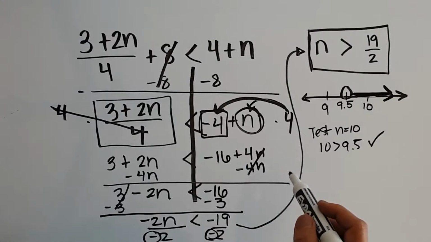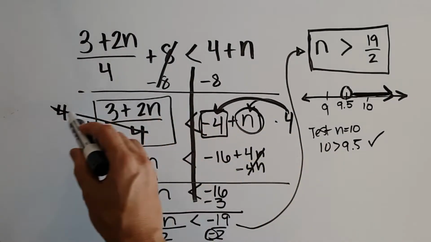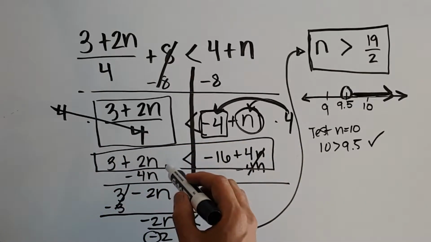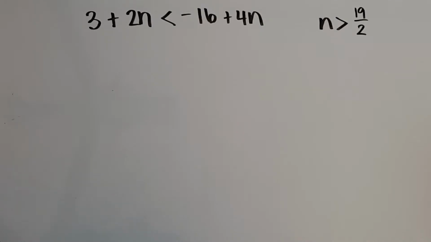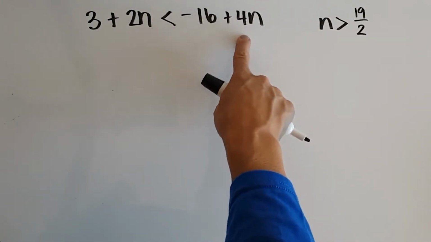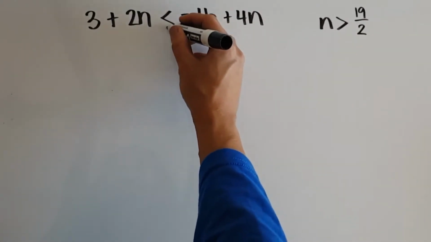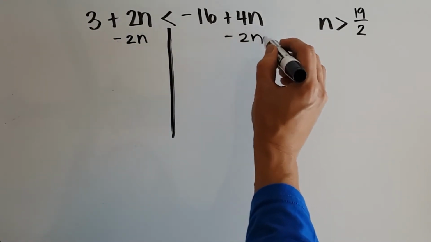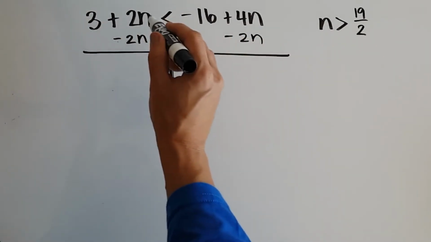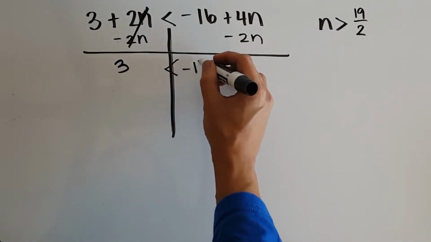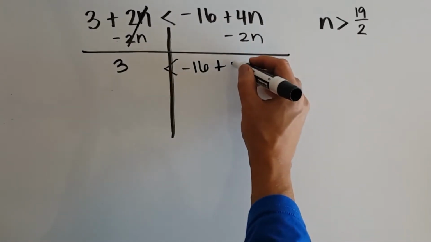I want to look at this one more way from this step right here. So I'm going to take this and solve it one more time. So this was our third step or something when we were solving the inequality before, and this was the answer we got. The last time I took all of my variable terms and put them on the left side. This time I'm going to take all my variable terms and put them on the right side. So we're going to subtract 2n from both sides. We have 3, 2n minus 2n is 0, is less than -16, plus 4n minus 2n is 2n.